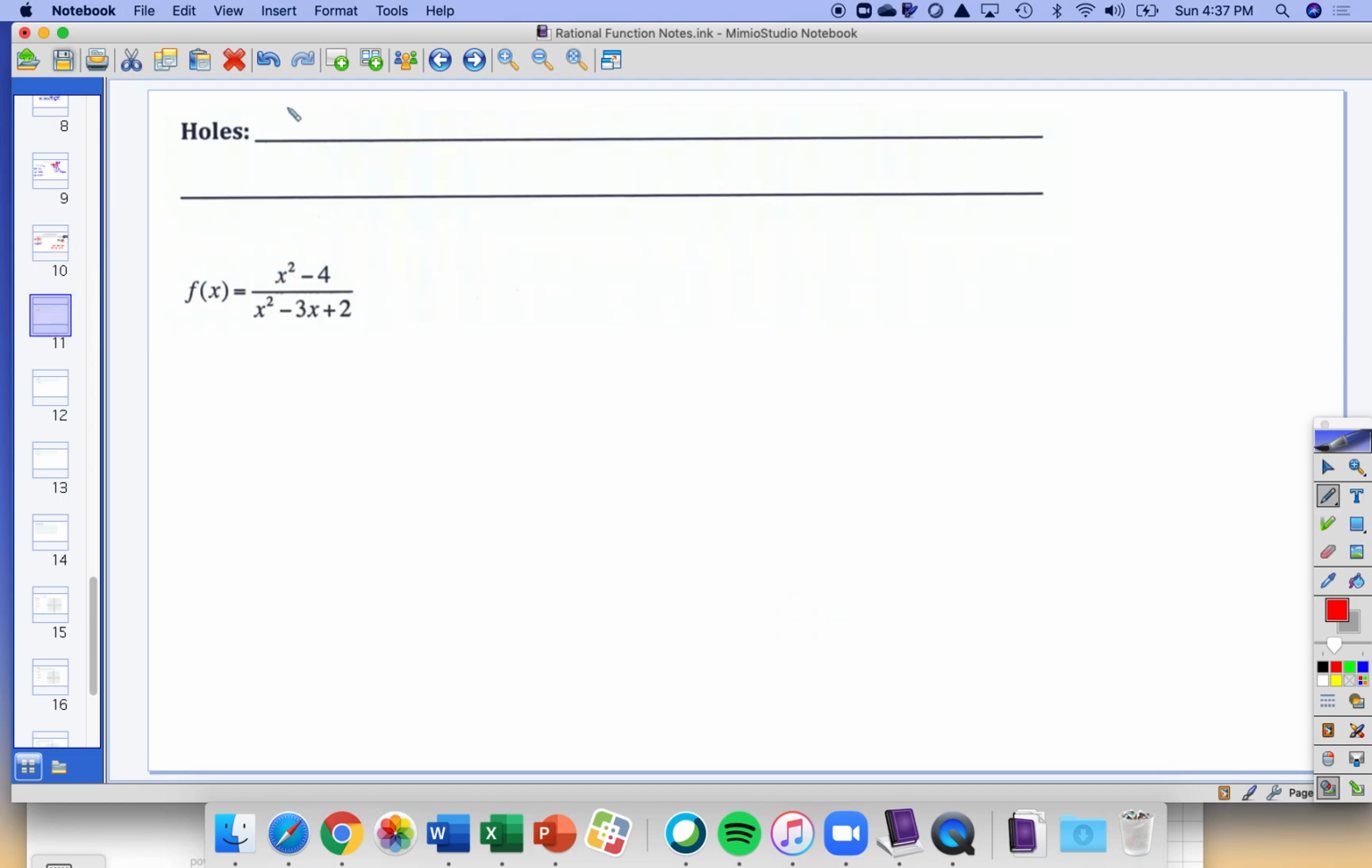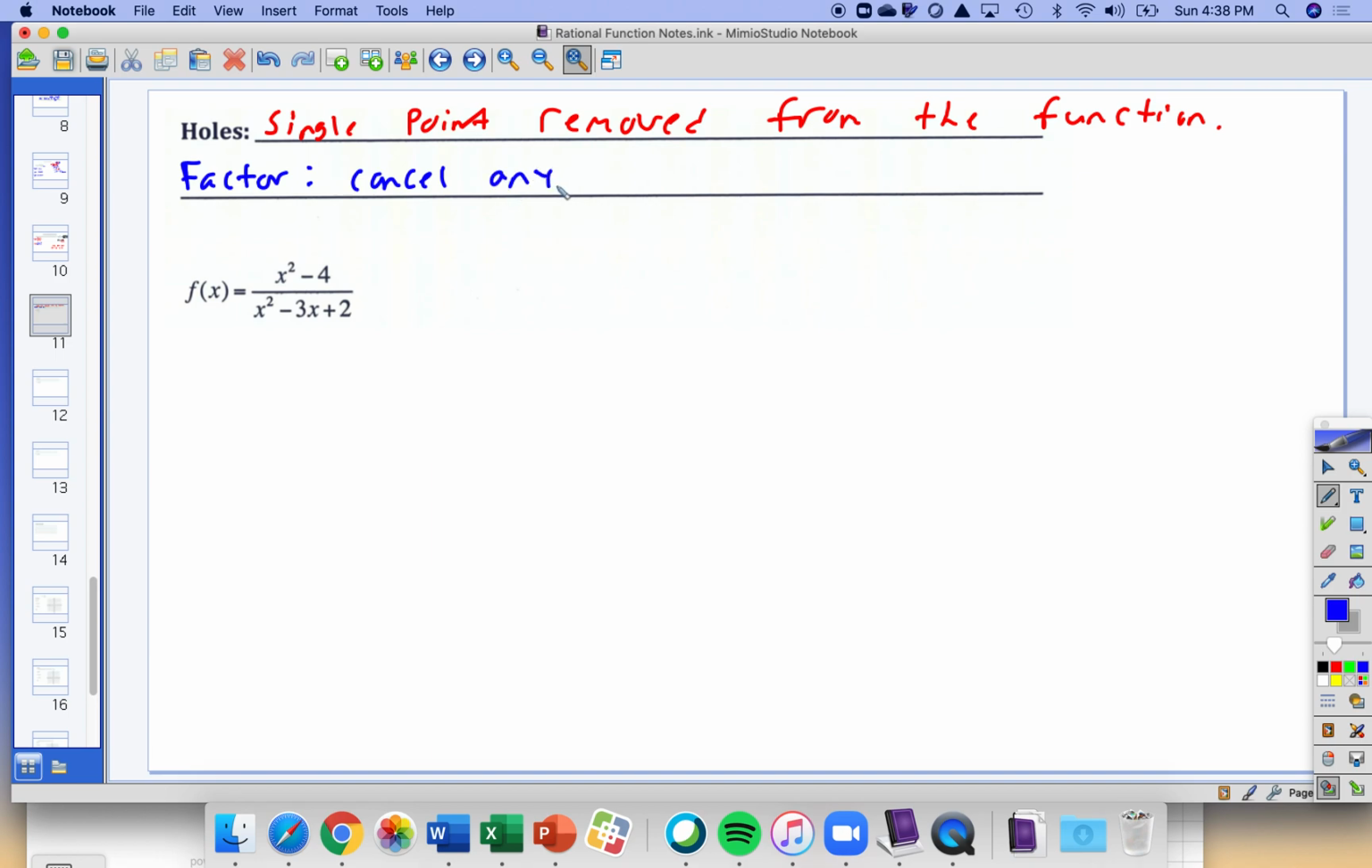A hole is just a single point removed from the function. It's not a line like an asymptote. It's a single point. Okay? How do you find holes? Well, you factor and then cancel any common factors.